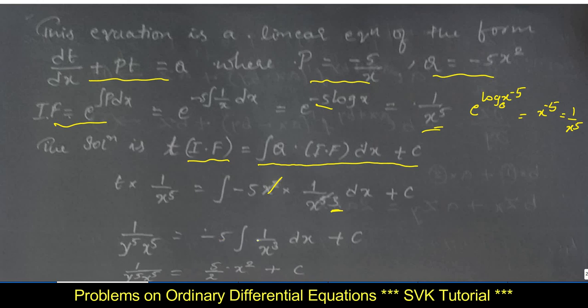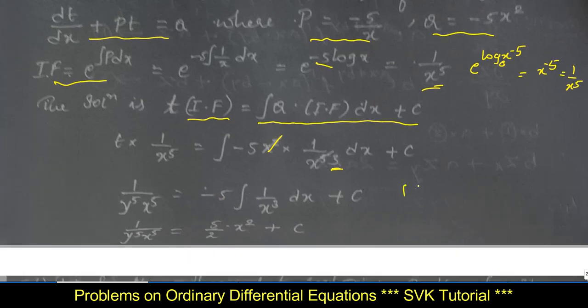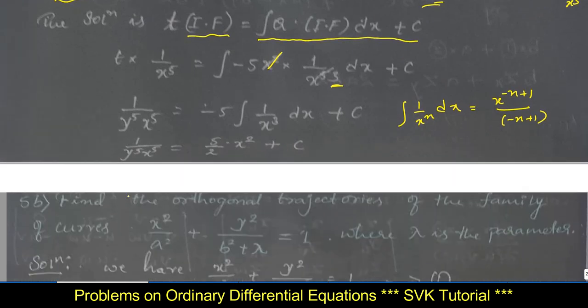So integrating 1 over x cube, you should know the integral of 1 over x power n dx is nothing but x power minus n plus 1 divided by minus n plus 1. Having this value, the integral of 1 over x cube is nothing but we are going to get x square by minus 2. So therefore, minus minus gets cancelled. The final answer is 5 by 2 x square plus c, which is the required solution for the given differential equation. Moving on to question number 5b.